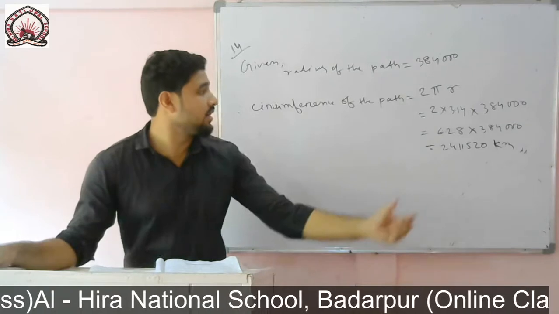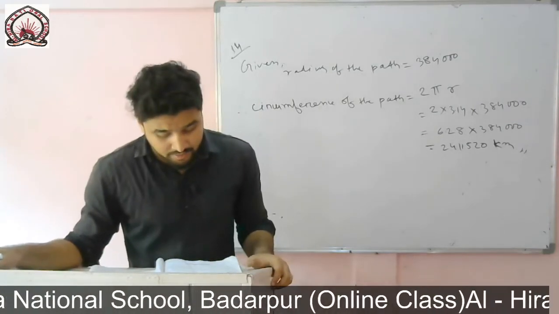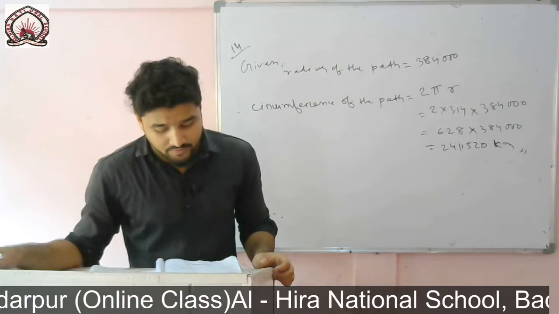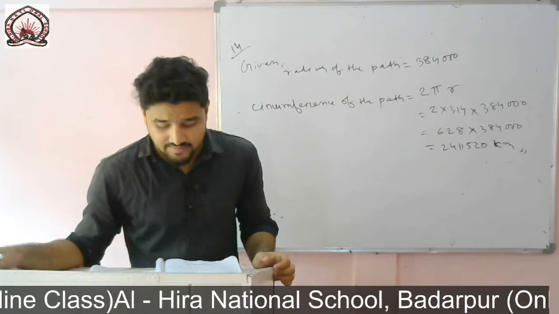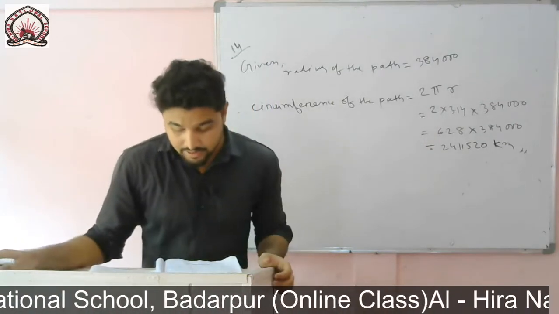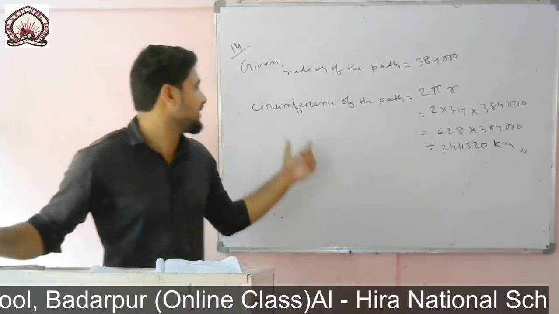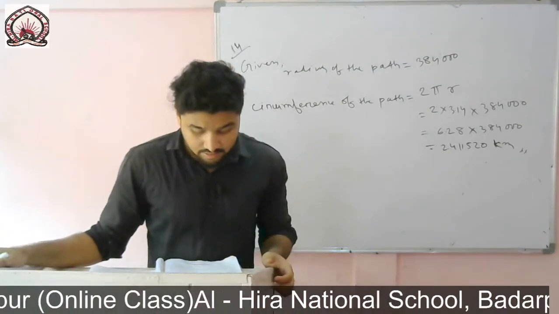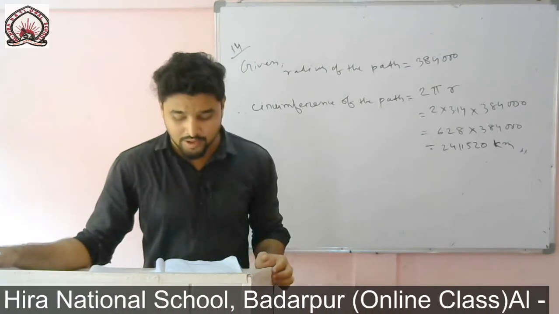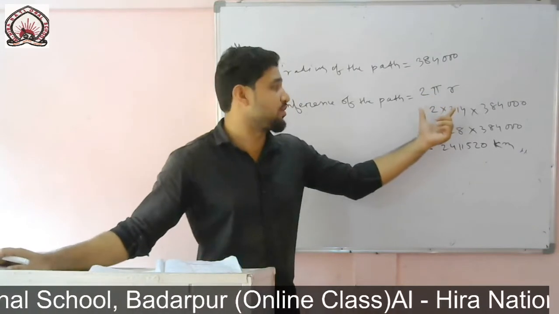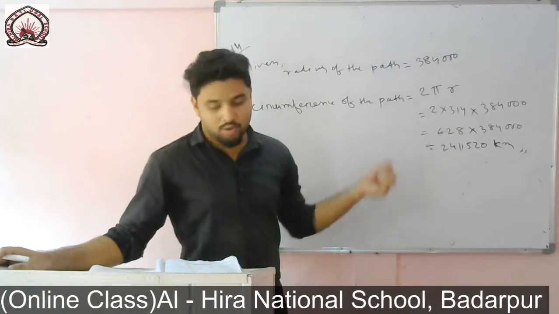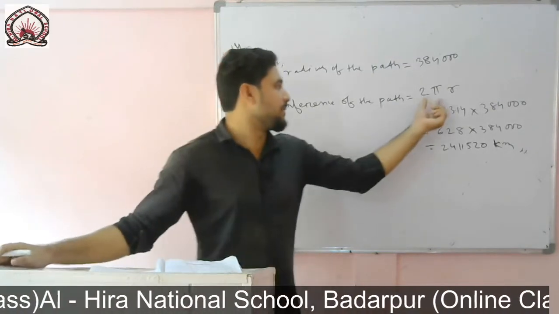So the moon is about 384,000 kilometer from the earth, and its path around the earth is nearly circular. Nearly circular, for that reason we have taken 2 pi r. And find the circumference of the path. Because it is circular, for that reason we have taken 2 pi r. Described by the moon in one complete rotation. So 2 pi r is one complete rotation. Again 2 pi r twice is two complete rotation. So here we have to find in one complete rotation, so we apply 2 pi r.